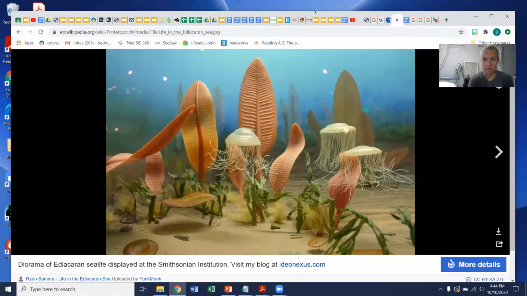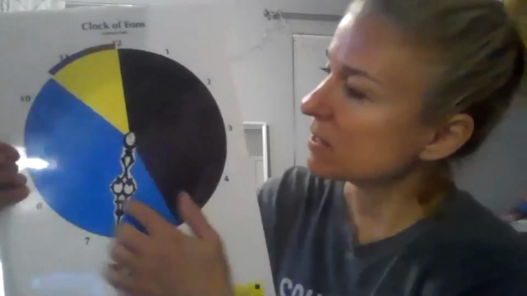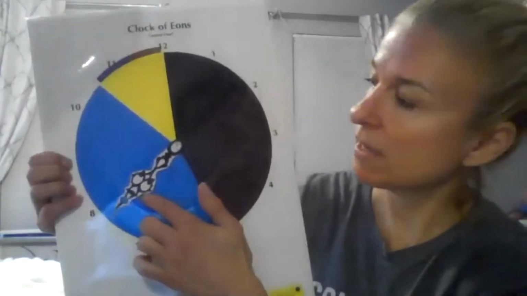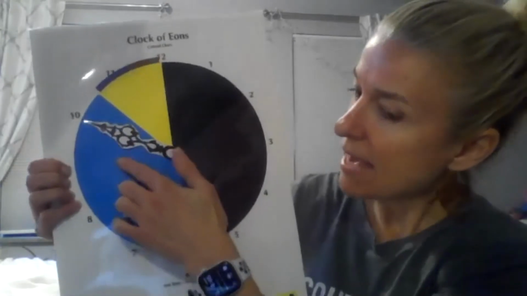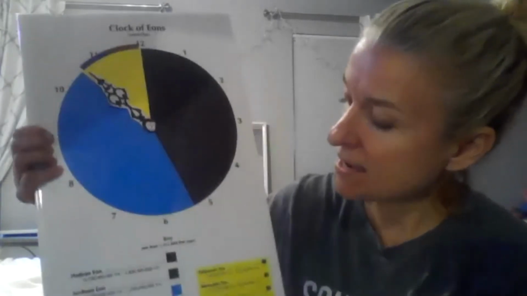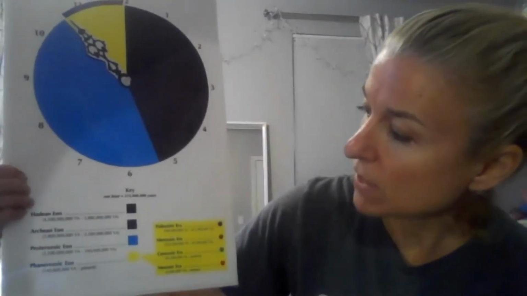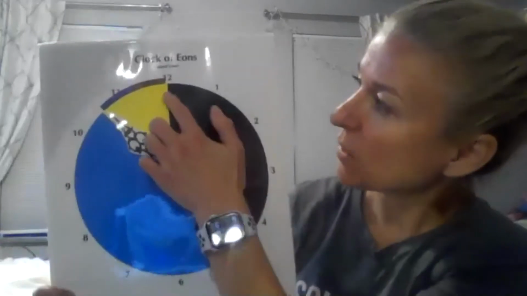So this is what an artist thought the Earth might have looked like during the Proterozoic Eon. So we're getting some new life forms, and it's still all in the water. We have our algae and just some different kinds of life forms in the water. And that is represented by this blue part, and it takes a long time to get through there. That's our longest eon. And then after that, we move into the last eon here, and that is the Phanerozoic Eon. That went from 540 million years ago, and it goes all the way until the present.